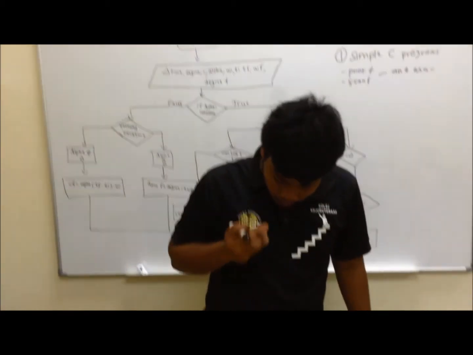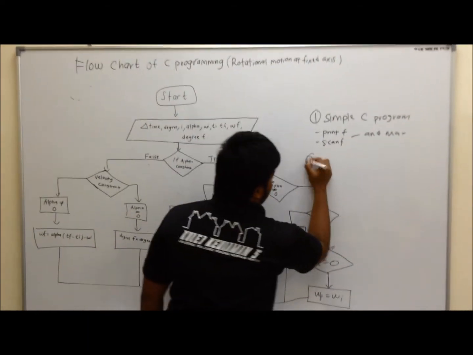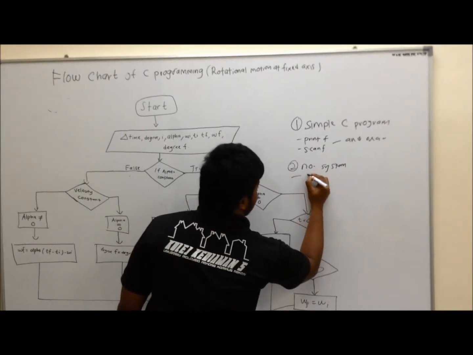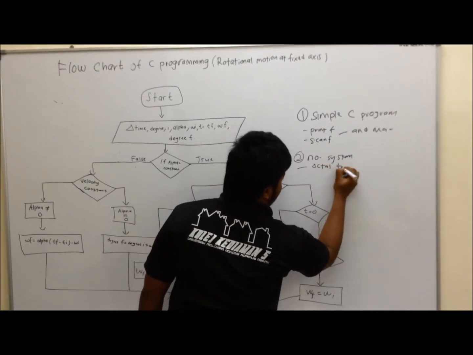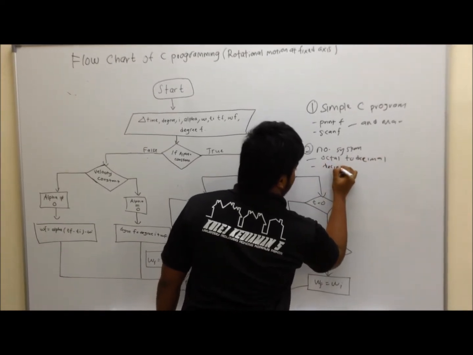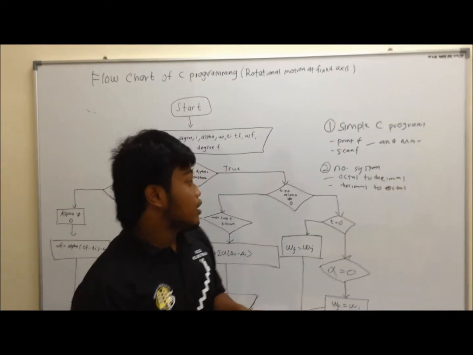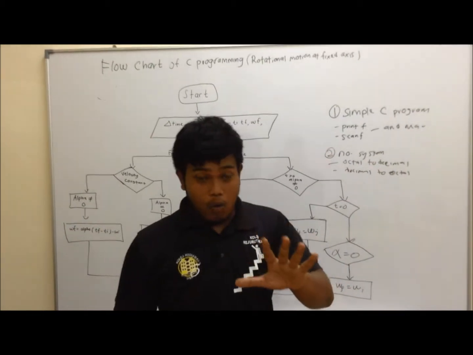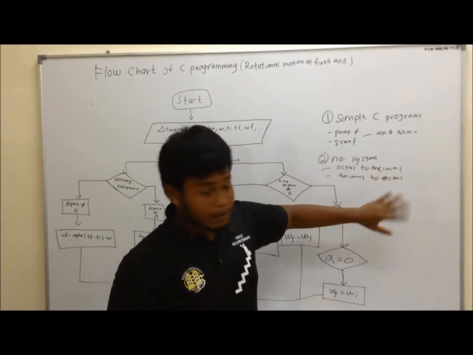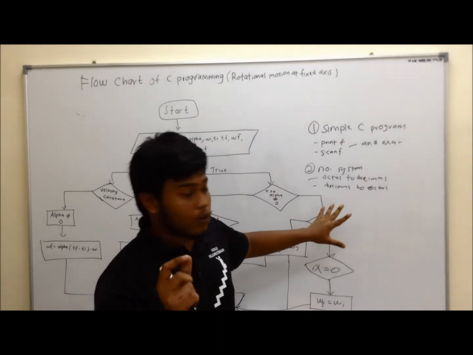Okay, then we learn a number system. A number system is how we convert an octal number to a decimal number or decimal to octal and many more. This is very important for us to get the value that we want.